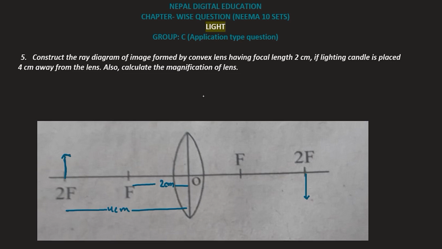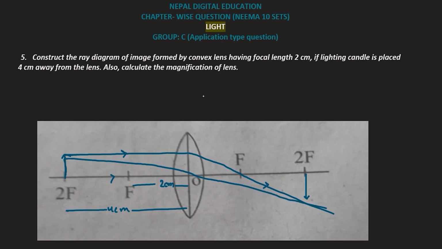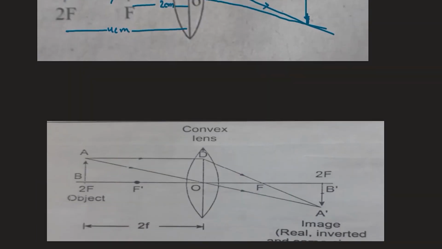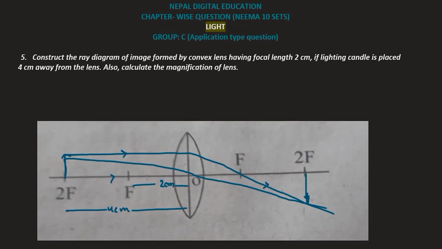Just use the first rule. When this light is parallel to the principal axis, then it passes through the principal focus. Again, by using the second rule, when this light passes through the optical center, then it meets here, and the image is formed at 2f. So look here, the object is at 2f, so the image is formed at 2f. So just by using this first and second rule, we can complete this ray diagram and calculate the magnification of the lens.